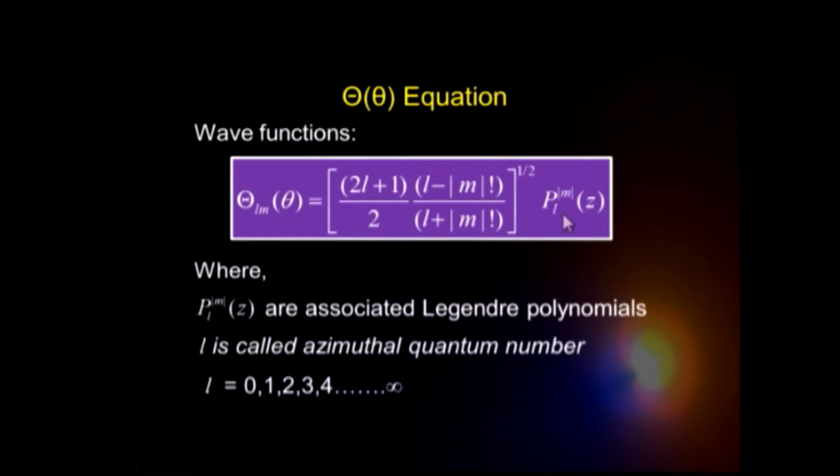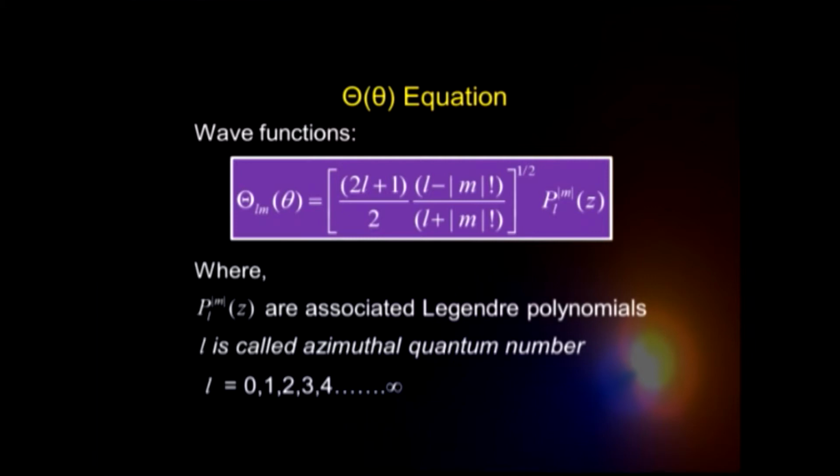Then another thing we get, in addition to the wave functions, is a new quantum number called L, which is called the azimuthal quantum number. We'll talk about its significance as we proceed further. This azimuthal quantum number has values 0, 1, 2, that is 0 and all positive integers up to infinity. So that is the second thing we get there.